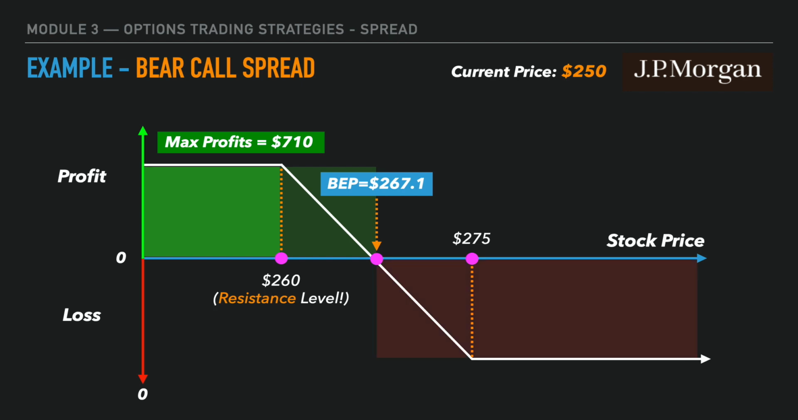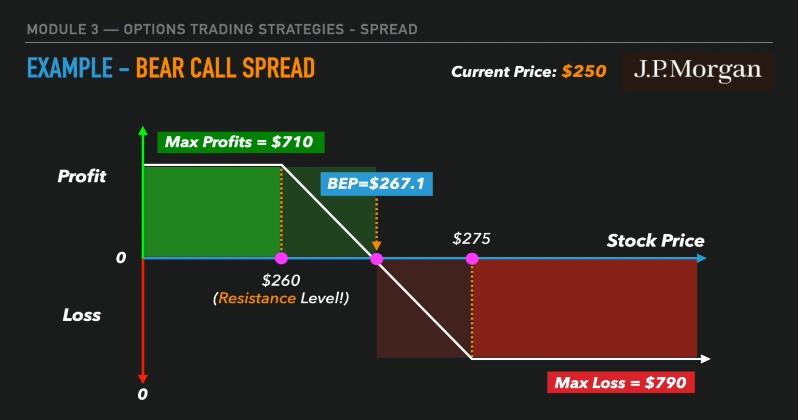On the other hand, if the stock price goes up and stays above the break-even price, your trade will be in losses. And if the price makes a big move to the upside and closes above $275 by the expiration date, your bear call trade will hit the maximum loss, which is $790.